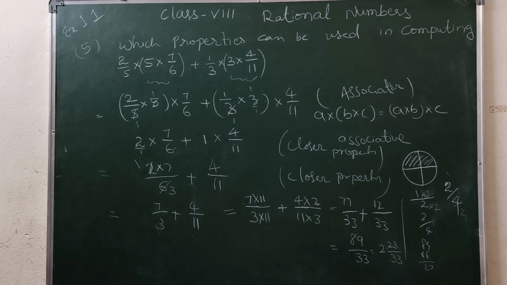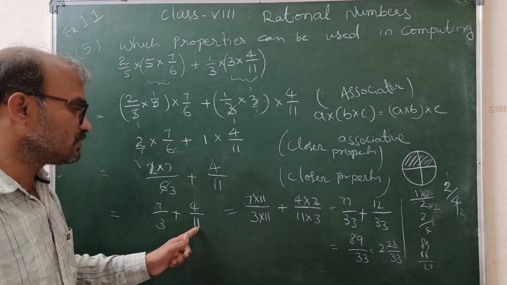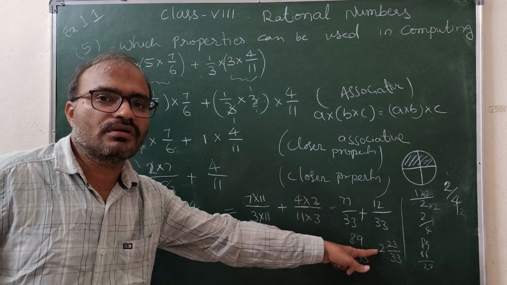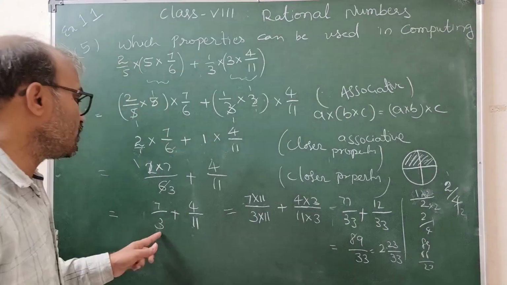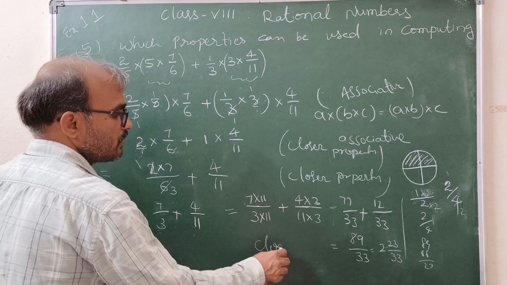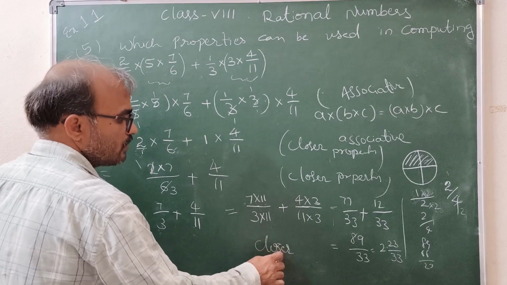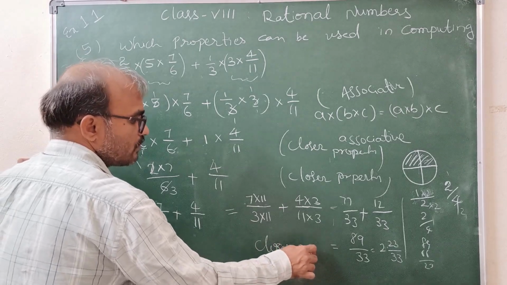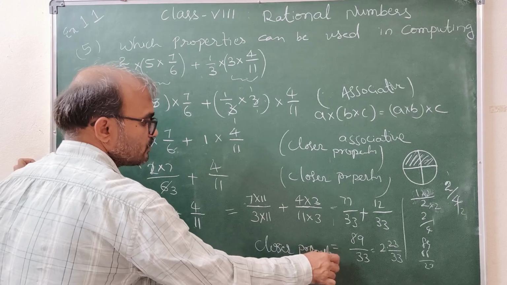Here also we used that the sum of two rational numbers is again a rational number, a fraction. So here again we used the closure property. Right? Closure property is used.